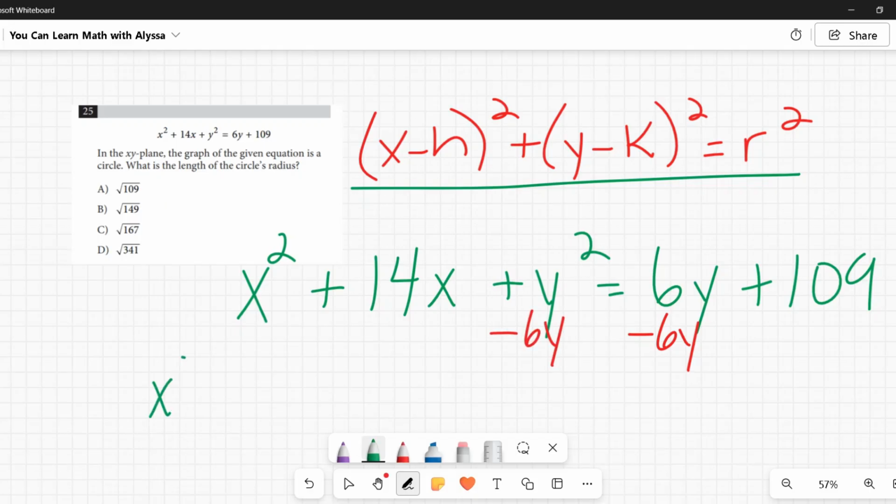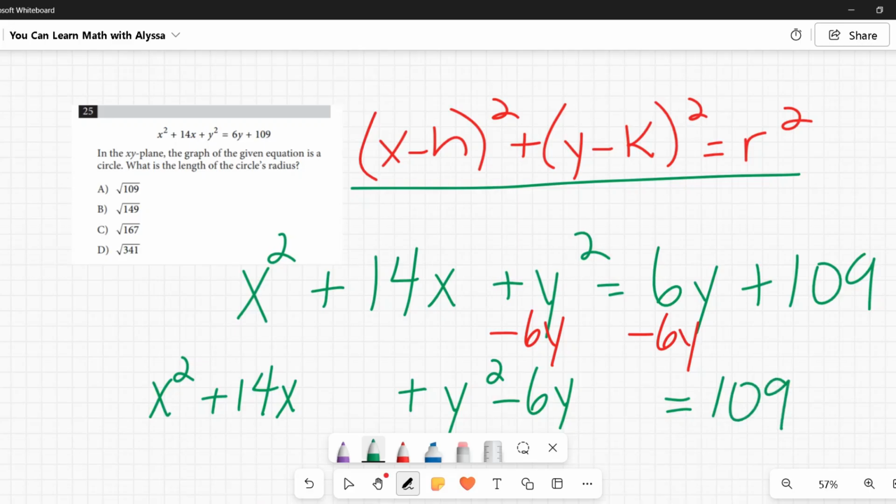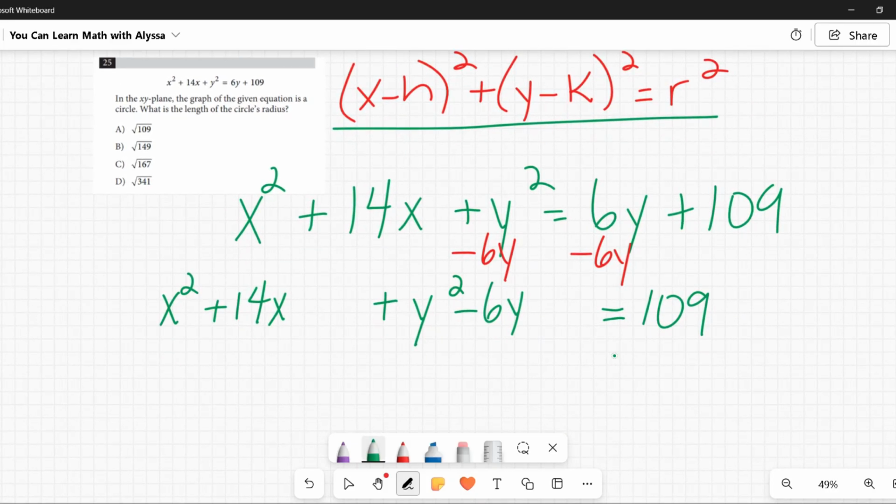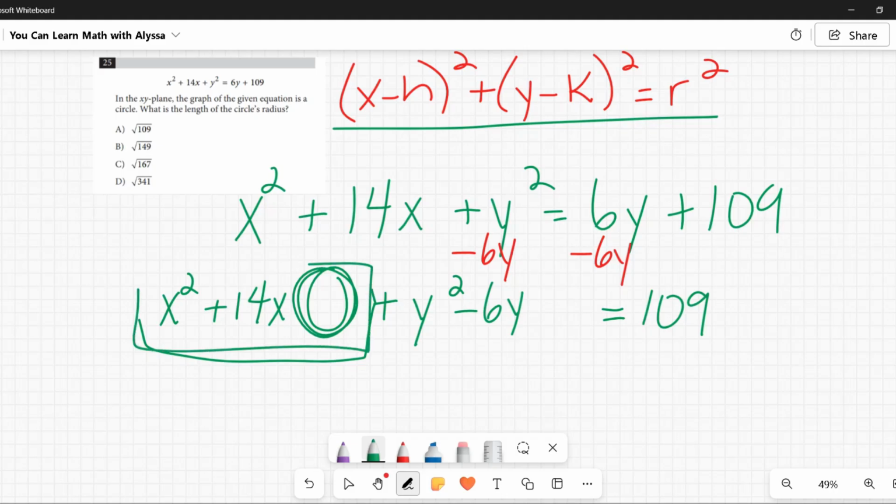And now I have x squared plus 14x. I'm going to leave a gap. You'll see why in a minute. Plus y squared minus 6y. I'm going to leave another gap. Equals 109. Now I need to complete the square twice for these. You are trying to convert this. You're trying to figure out what number would go here so that then I could write this resulting trinomial as a perfect square of x plus or minus something squared.